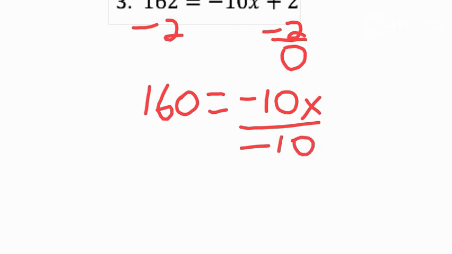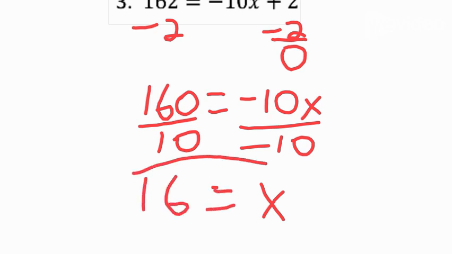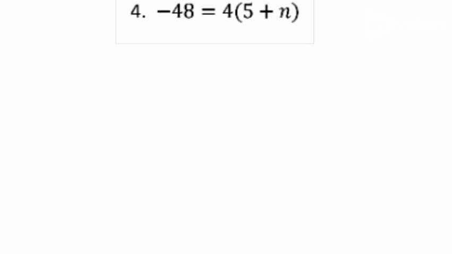Our last step on this one is to divide by negative 10. Negative 10 divided by negative 10 is 1, so we're left with 1x, or just x. We need to do it to the other side, divide by 10 over there, and we end up with 16. We have 160 divided by 10. So there's our answer to question number 3.